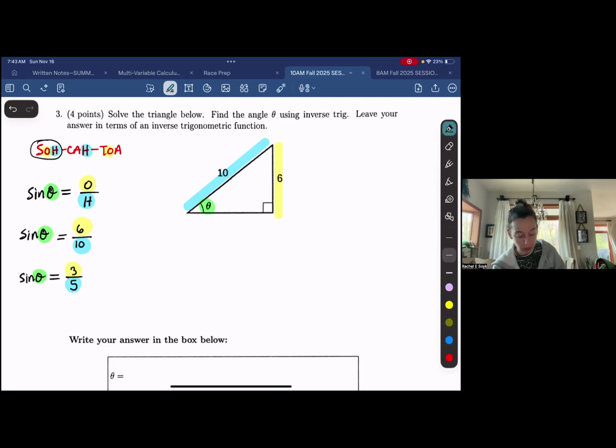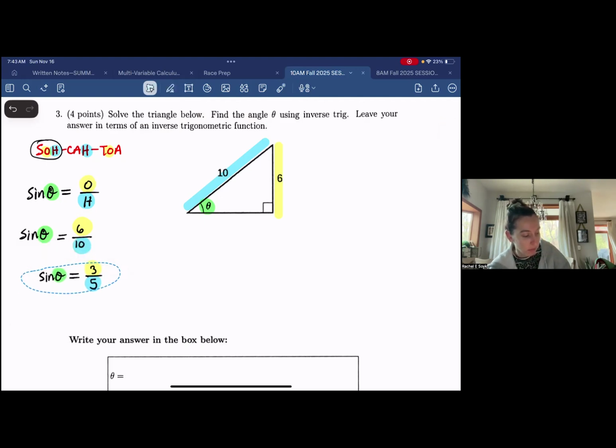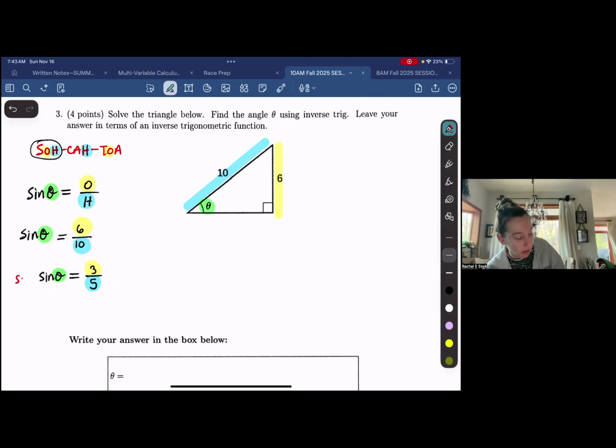So we're going to have to utilize our inverse functions, and we are going to apply inverse sine to both sides. And when we do that, that left-hand side, what do you think we're going to be left with? We'll just be left with our theta, which is what we want. And then our right-hand side, we have our sine inverse of 3 over 5, which is our final answer.